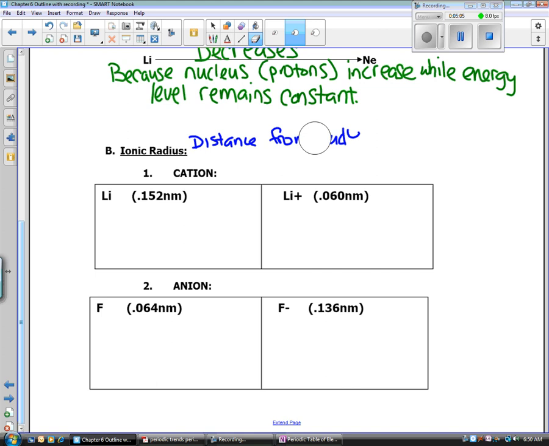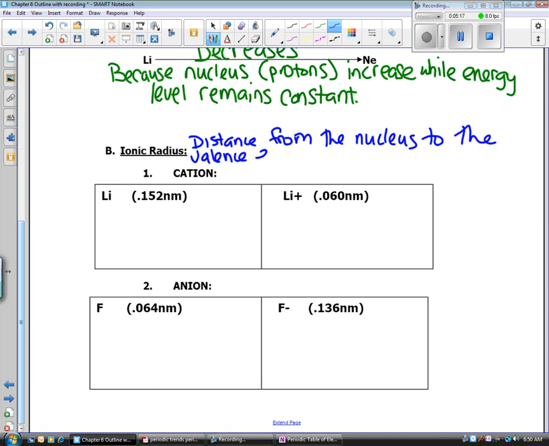Let's try that again. From the nucleus to the valence electron of an ion. So we're going to look at a cation first. Remember a cation? A cat, cute, furry, positive. A cation is a positively charged particle.